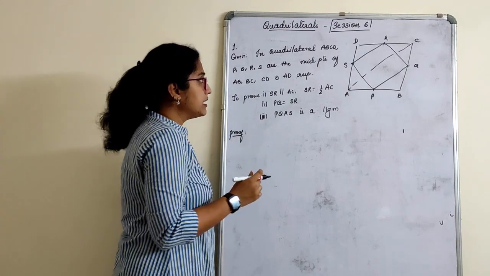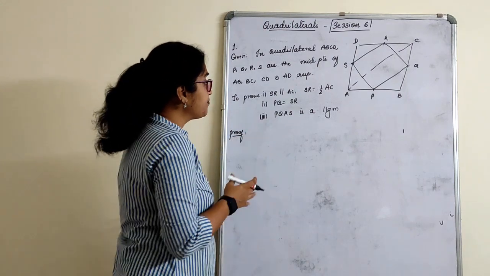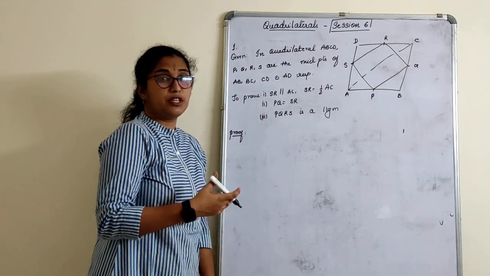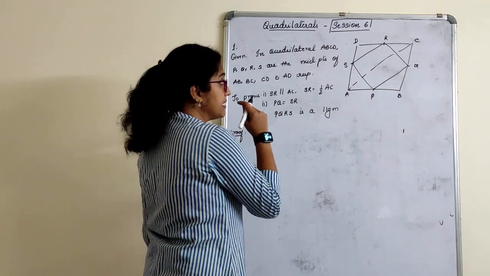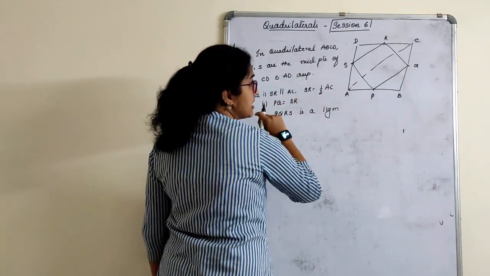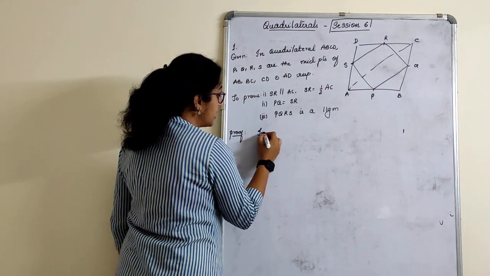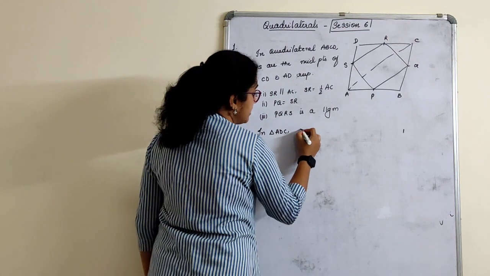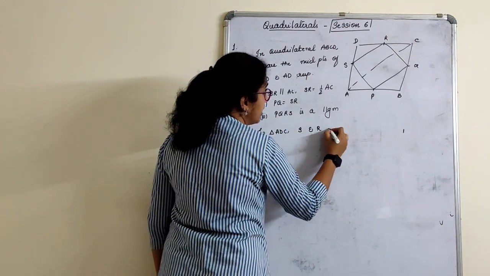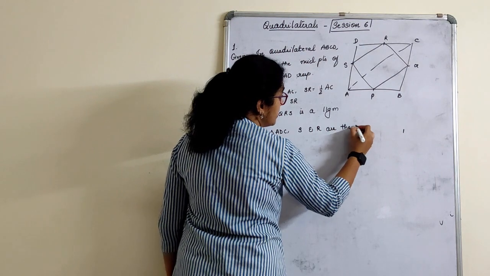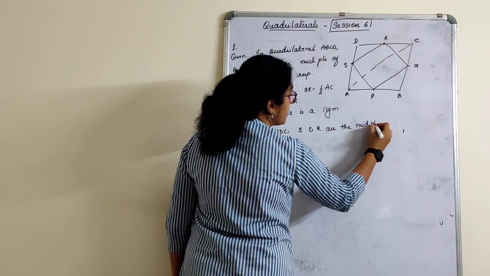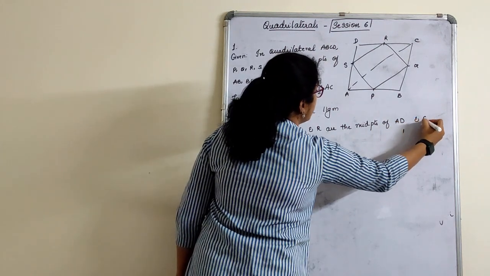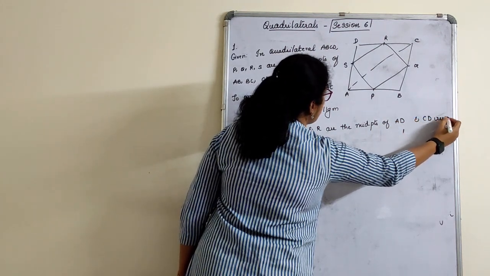We'll go on proving. Here we don't use much of the congruency part. First of all, we need to prove SR is parallel to AC and SR is half of AC. This is something from the midpoint theorem we have already studied. Choose the triangle where SR and AC are there. So it is in triangle ADC. In triangle ADC, I can tell S and R are the midpoints of AD and CD respectively. Right?